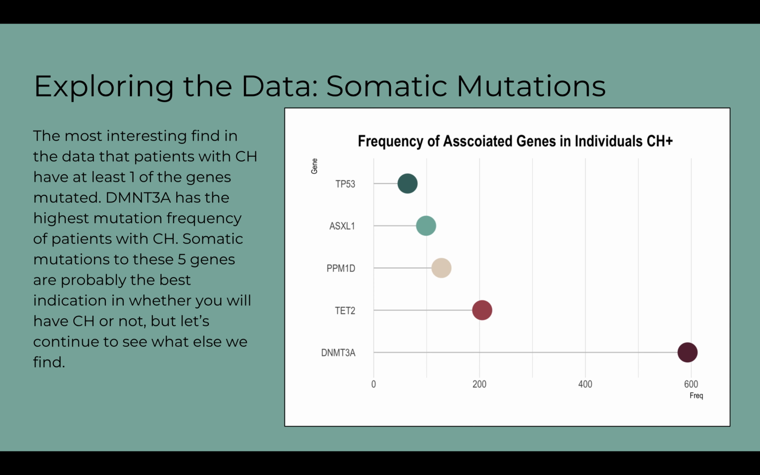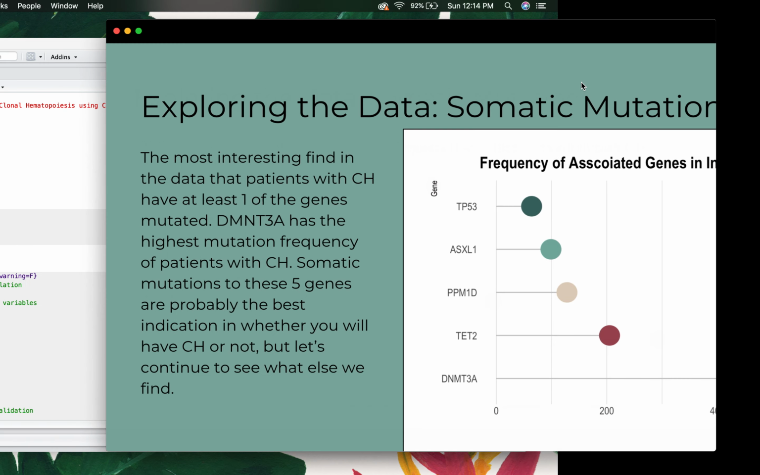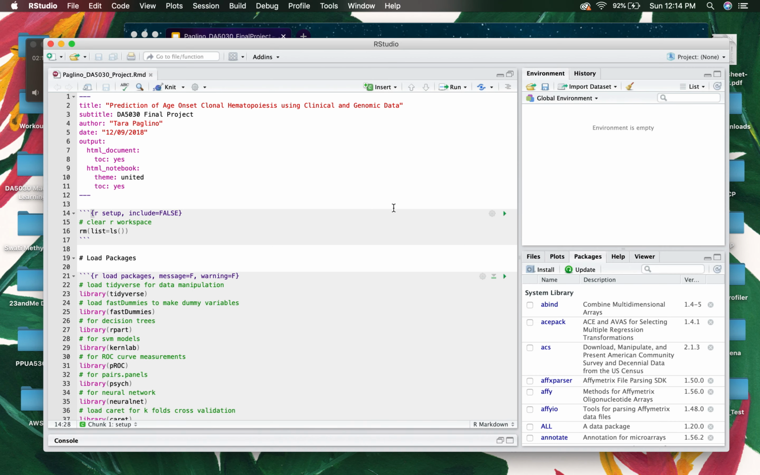Lastly, the most important or interesting thing that I found was that everyone with clonal hematopoiesis has at least one of these 5 genes mutated. DA5030 has the highest frequency of mutations amongst the patients with clonal hematopoiesis. So I'm going to go ahead and start running my code.